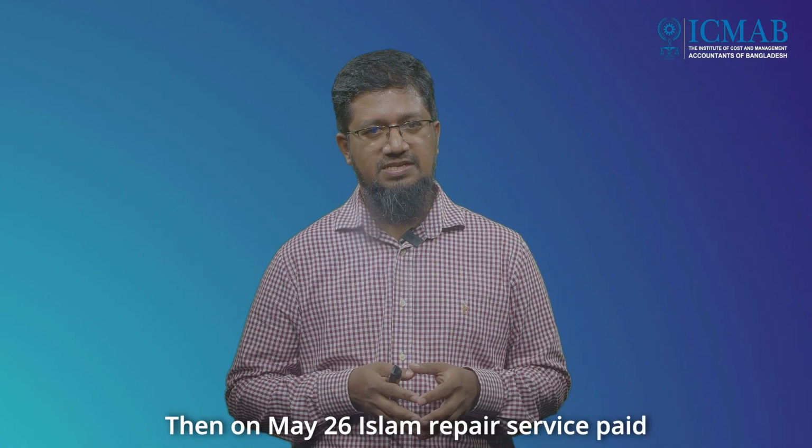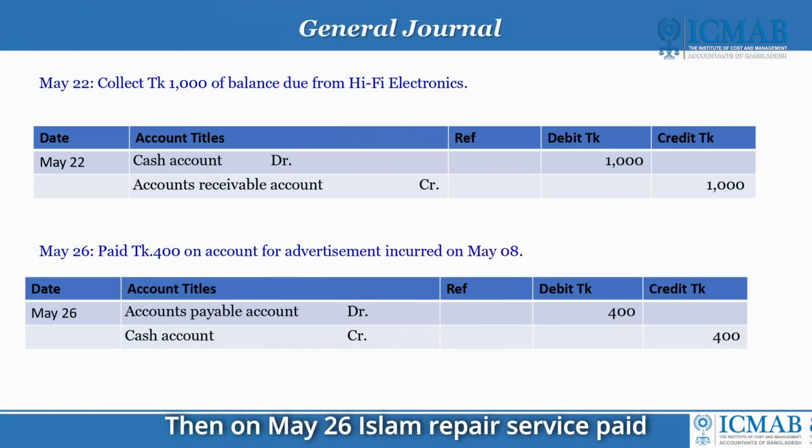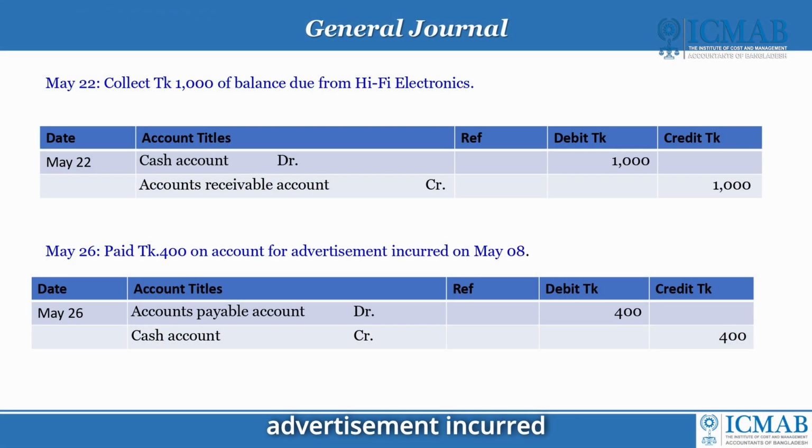Then on May 26, Islam Repair Service paid Taka 400 on account for advertisement incurred on May 8. That means liability had decreased. So the journal entry should be accounts payable account debit 400 and cash account credit 400.